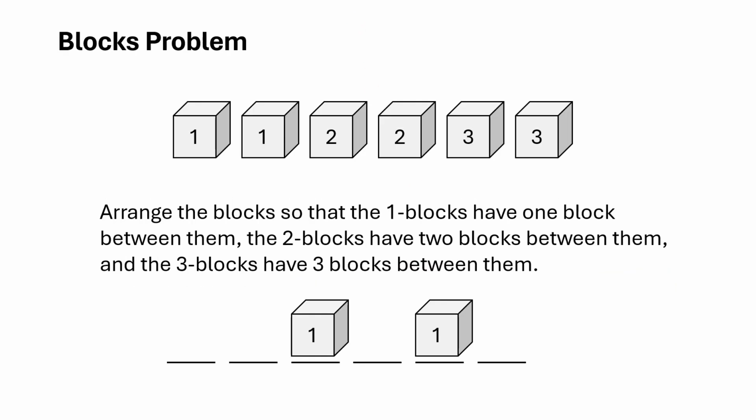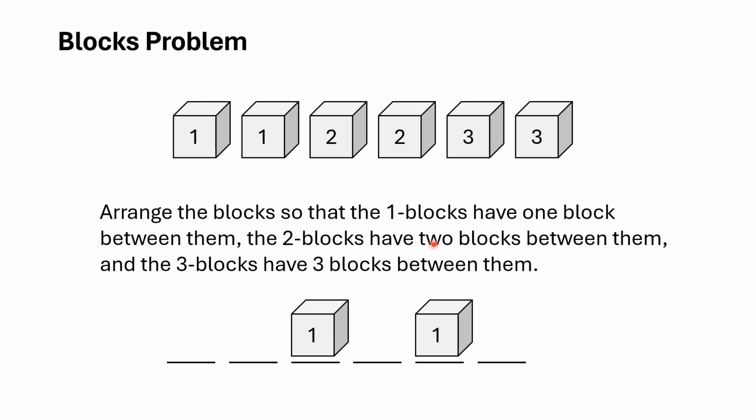We have the blocks problem. I'm going to give you the simplest version of it, then we'll look at some more complex versions as we proceed. But you have 6 blocks, 2 of each type. 2 with a 1 on it, 2 with a 2, and 2 with a 3. And you want to arrange them in a row like I've shown down here, under the condition that the 1 blocks have 1 space between them. So, for example, you could put a 1 block here and here.